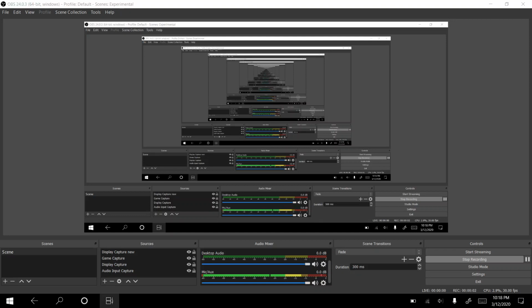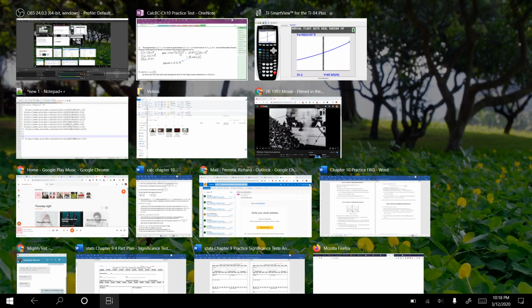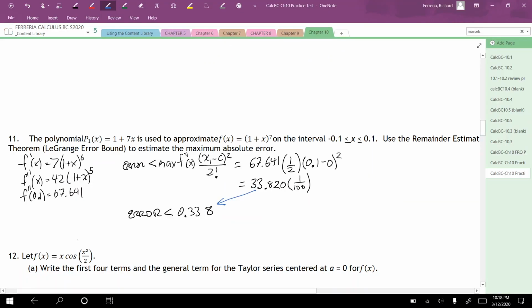Okay, guys, we're going to be taking a look at question 11 from the chapter 10 practice test in calculus. So we've got this polynomial p1 equals 1 plus 7x, and we're using that to approximate (1 + x) to the 7th power. We've got an interval, and it says to use remainder estimation, which is a reminder that this is the same thing as a Lagrange error bound.